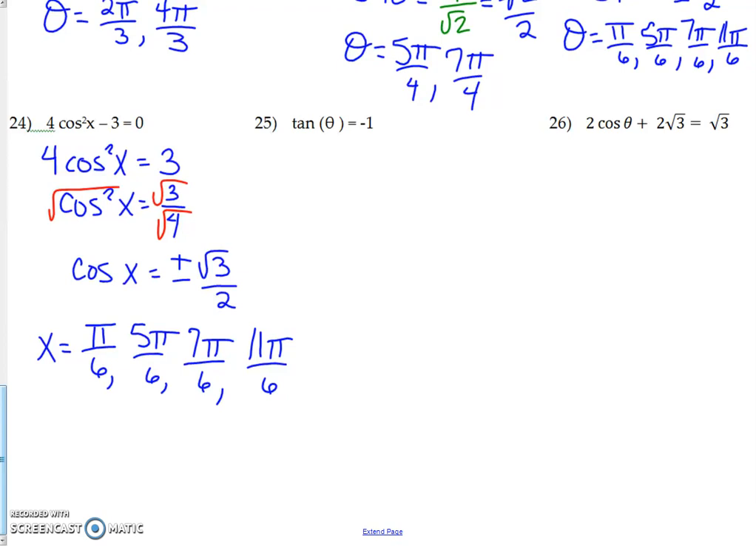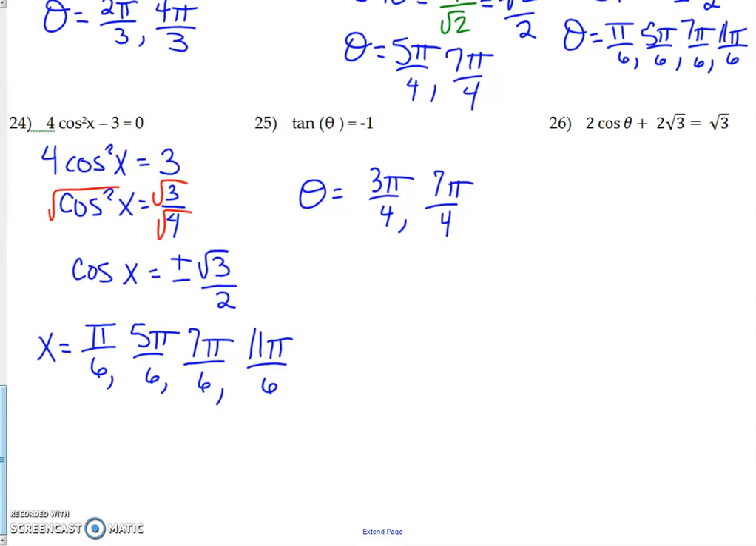All right, number 25, don't overthink it. There's no squares. There's no extra numbers. It's just tangent of theta equals -1. Throw in an easy one for you. Looking it up on your trig library, you are simply going to have 2 answers. Theta equals 3 pi over 4 and 7 pi over 4. That's it. Done.